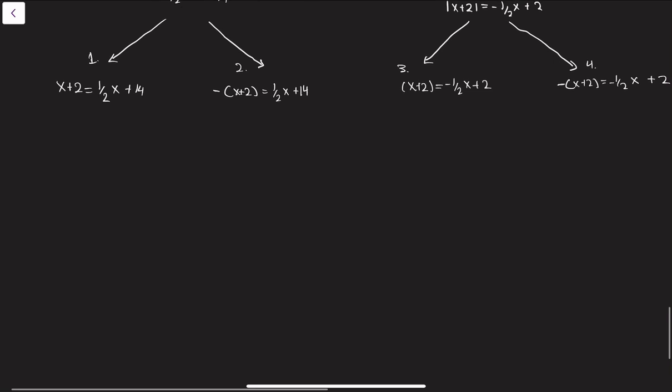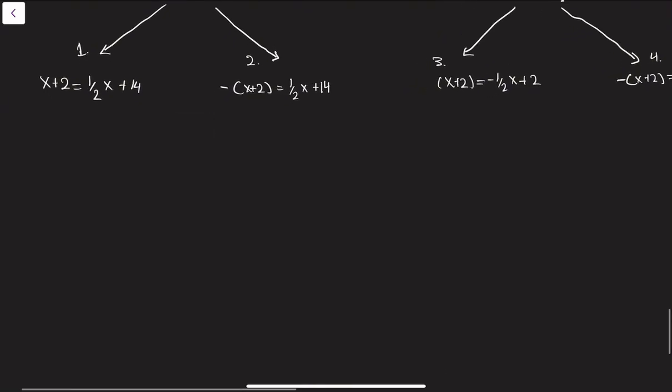So let's start back with case 1. Let's solve for x. So we have x plus 2 is equal to 1/2 x plus 14. Let's isolate for x. So this becomes 1/2 x when we bring this to this side, and that becomes 14 minus 2 is 12. We get x is equal to 24.